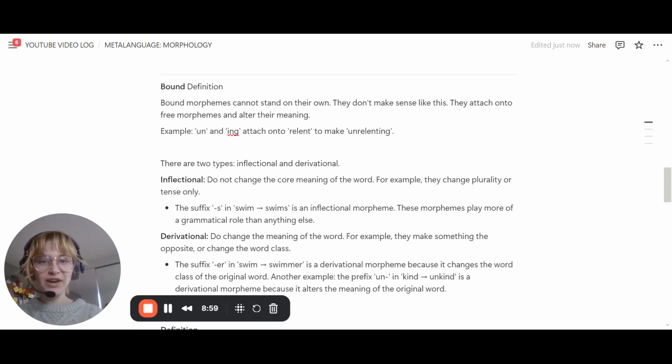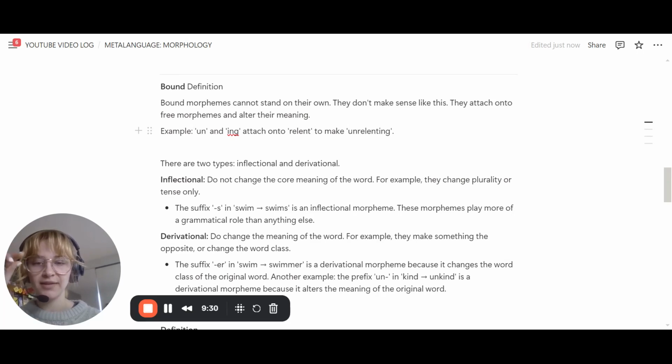Bound. I keep mentioning it. What is a bound morpheme? It's just the opposite of a free morpheme. Prefixes and suffixes generally are bound morphemes, so they don't stand on their own. They can't make any sense. For example, un and ing in unrelenting don't make sense on their own. But when you add them to a free or root morpheme, as in relent, then they make sense because they've changed the meaning of relent to unrelenting.